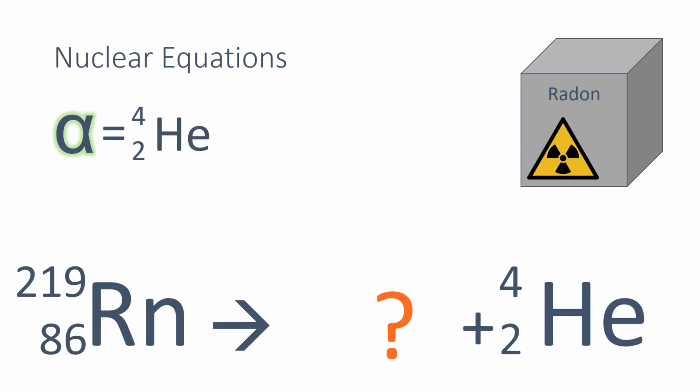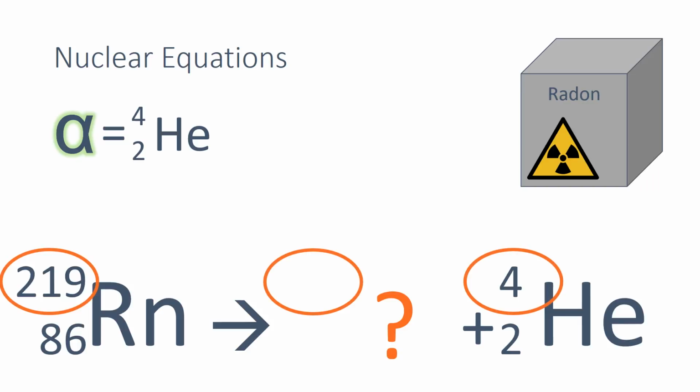To work out the isotope formed, we need to use the fact that the numbers on each side of the equation should balance. The numbers at the top represent the total number of protons and neutrons before and after the change. These should be equal on both sides of the equation, and so we know that the new isotope formed has a relative atomic mass of 215, as 4 plus 215 equals 219.